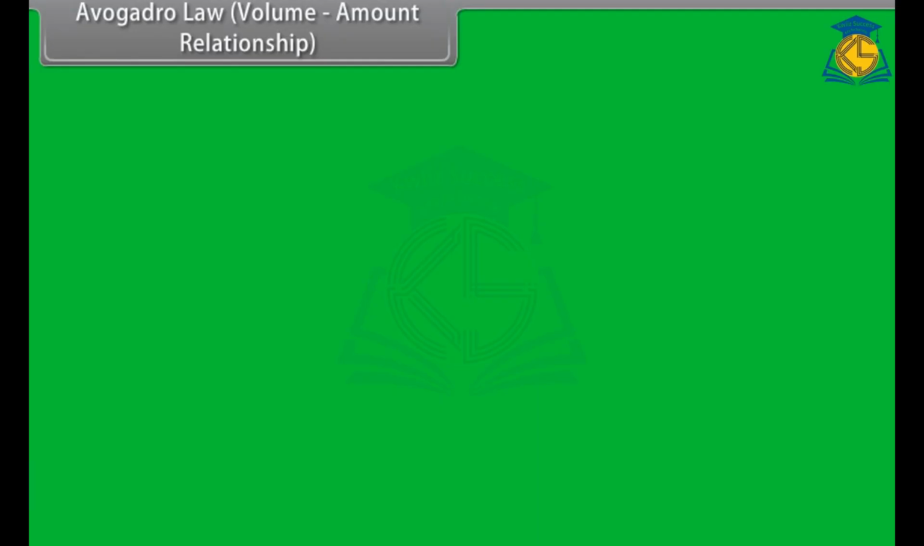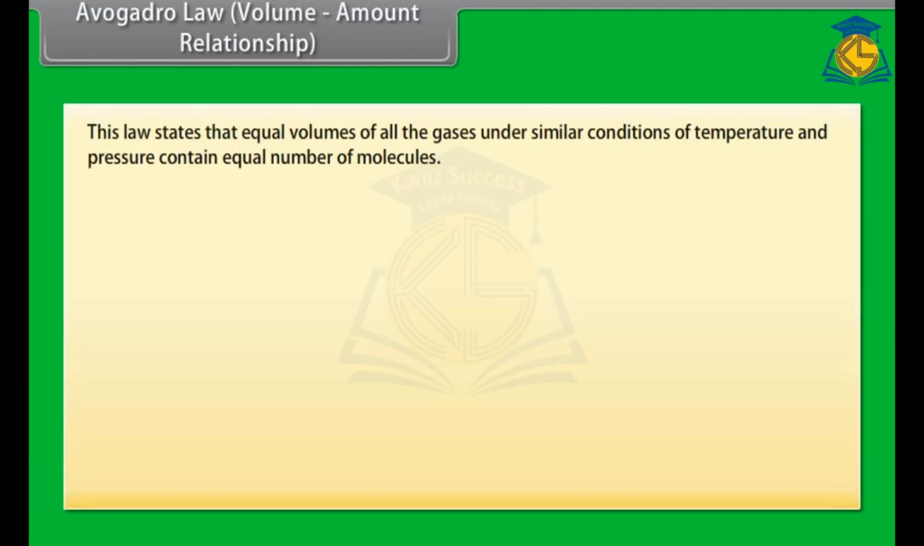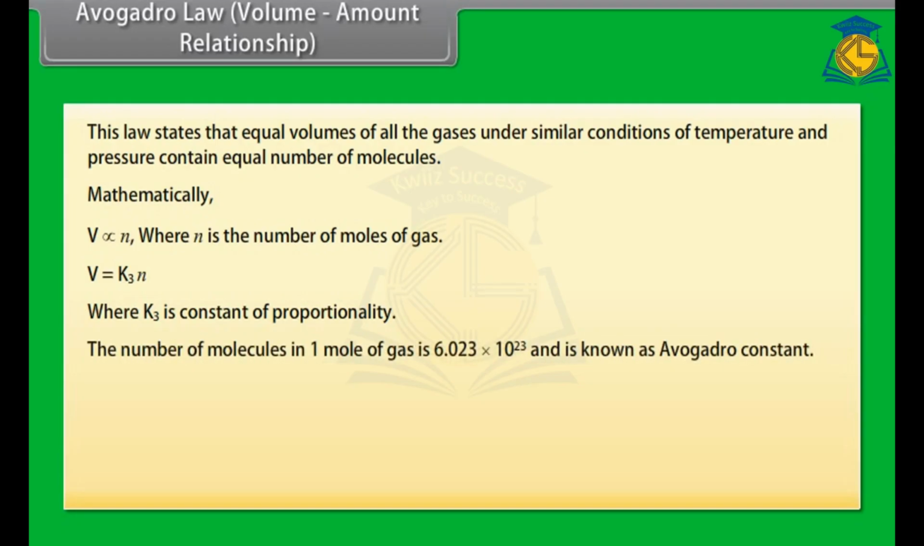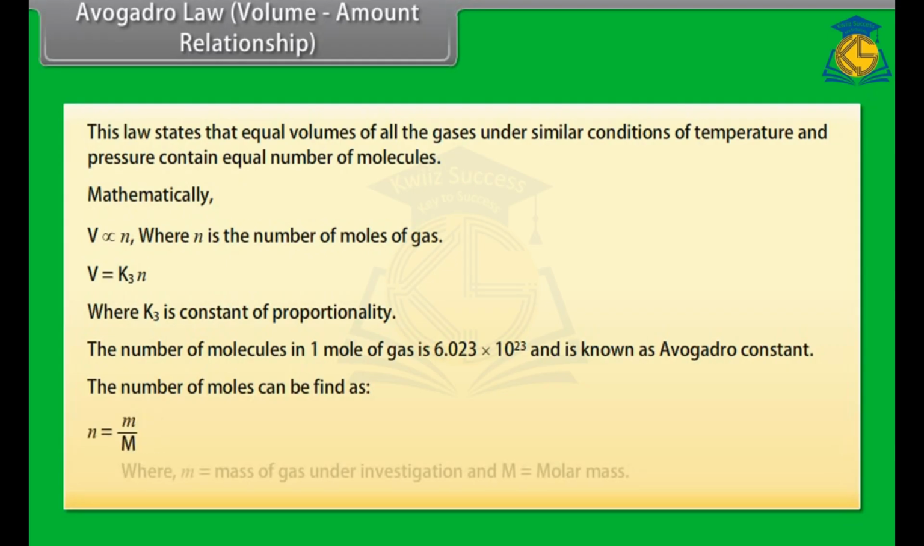Avogadro's law, volume-amount relationship. This law states that equal volumes of all the gases under similar conditions of temperature and pressure contain an equal number of molecules. Mathematically, volume is directly proportional to the number of moles of gas. V is equal to K3 n, where K3 is the constant of proportionality. The number of molecules in 1 mole of gas is 6.023 into 10 raised to the power 23 and is known as Avogadro's constant. The number of moles can be defined as n is equal to m by M, where m is equal to the mass of the gas under investigation and M is equal to the molar mass.